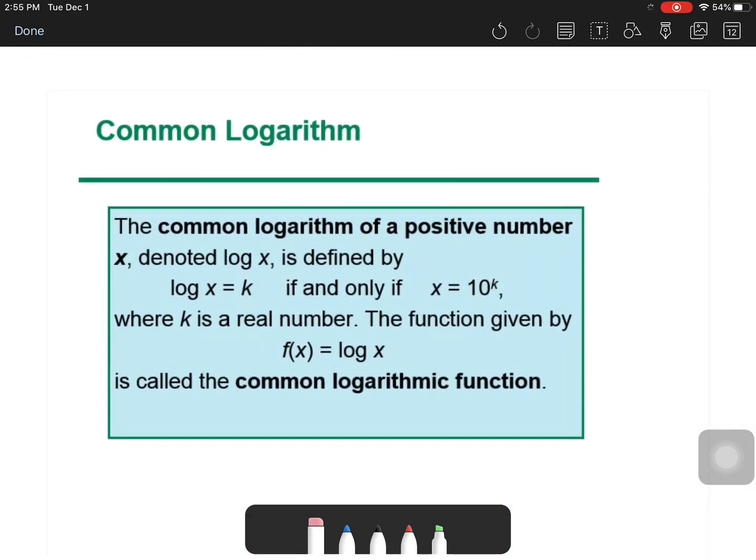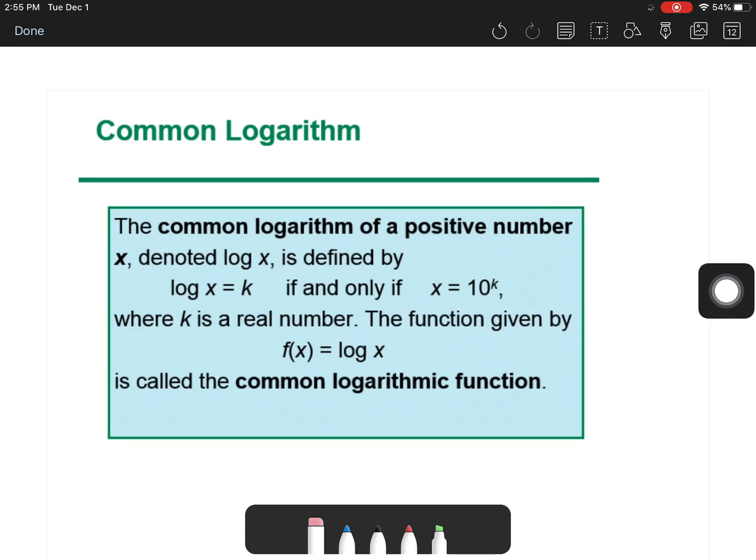Okay, so a common log is a log that's base 10. They refer to that one as common log. So the official definition here, it says the common log of a positive number x is denoted log of x, and it's defined by log of x equals k if and only if x equals 10 to the k power.